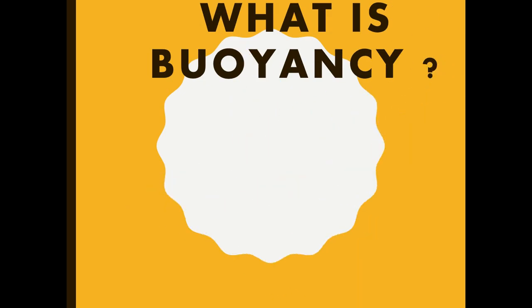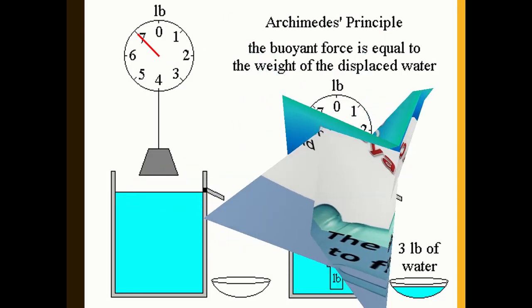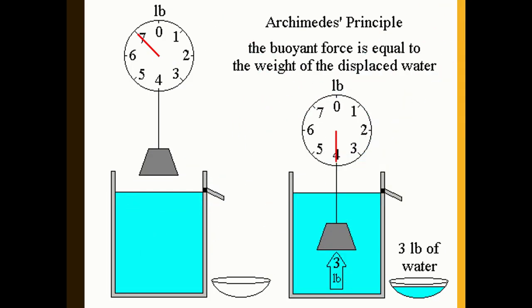Before explaining Archimedes' law, I want to explain buoyancy. What is buoyancy? Any body wholly or partially immersed in a fluid experiences an upthrust equal to, but opposite in sense to, the weight of the fluid displaced. When any object is kept in liquid, then an amount of water will be displaced. Look, here I have shown an example. You have to remember one thing, the buoyancy force is equal to the weight of the displaced water.